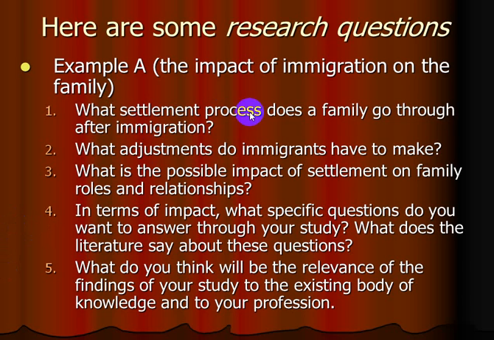So what settlement process does a family go through after immigration? Settlement means home, accommodation, and so on. So how can you get accommodation in a third country, third nation, or third culture? What adjustments do immigrants have to make? You have to change your attitude. You have to follow their guidelines, rules, and procedures when you move to a third country. What is the possible impact of settlement on family roles and relationships?